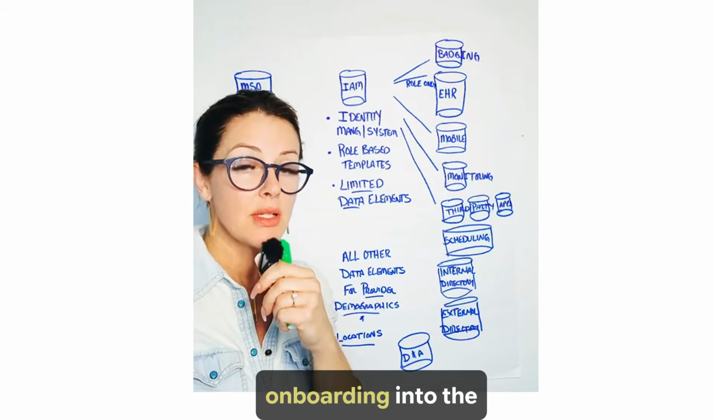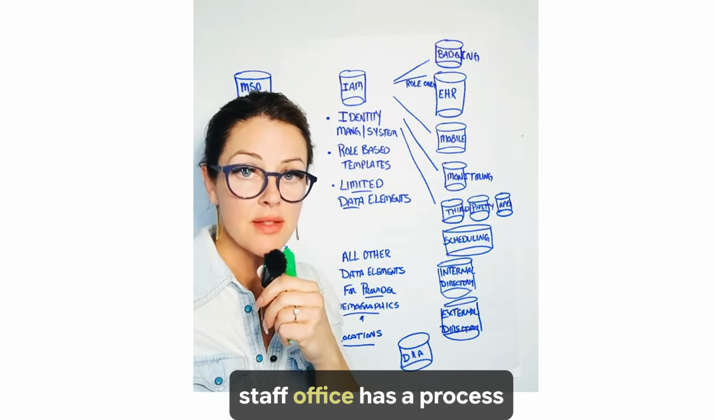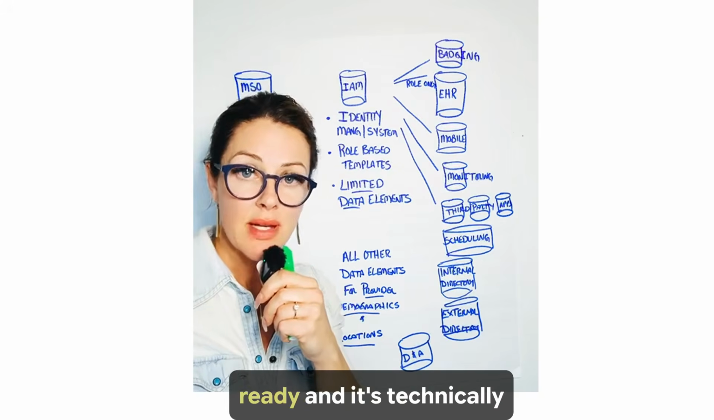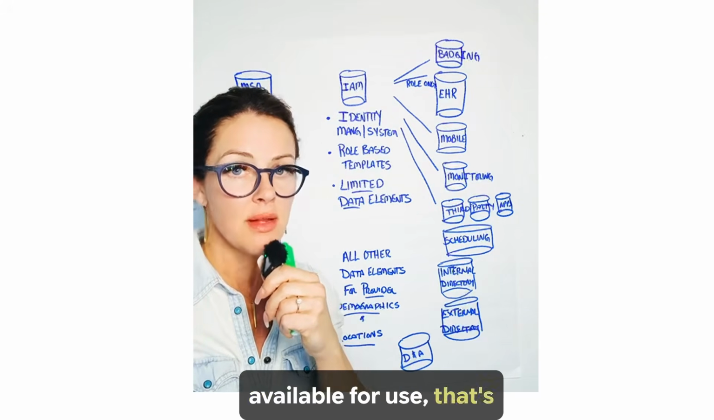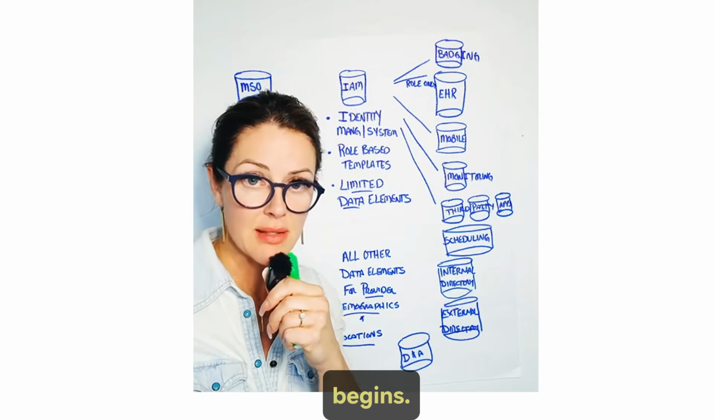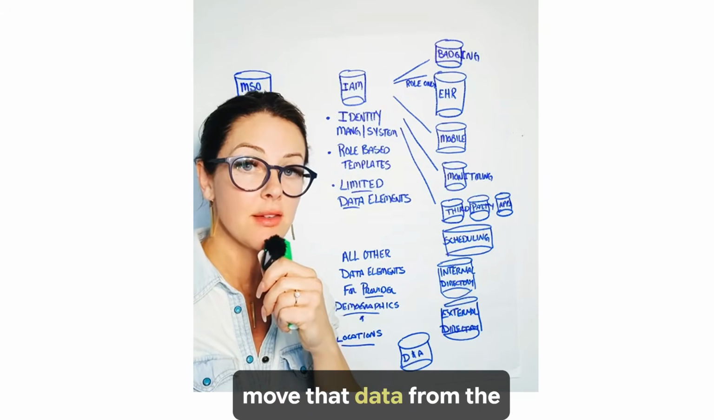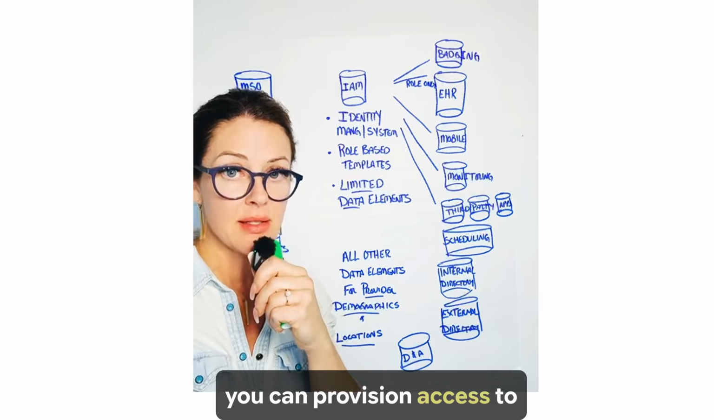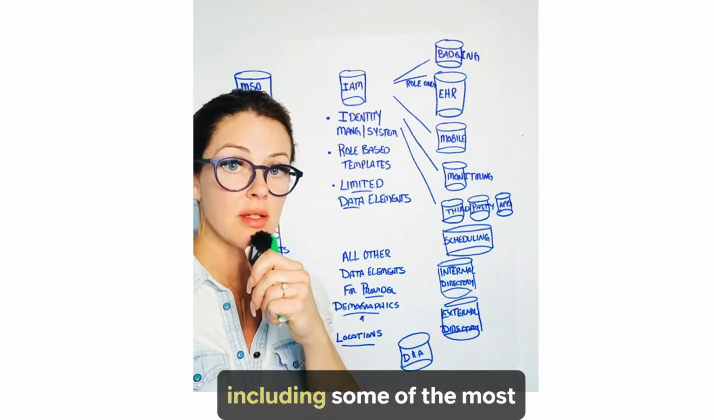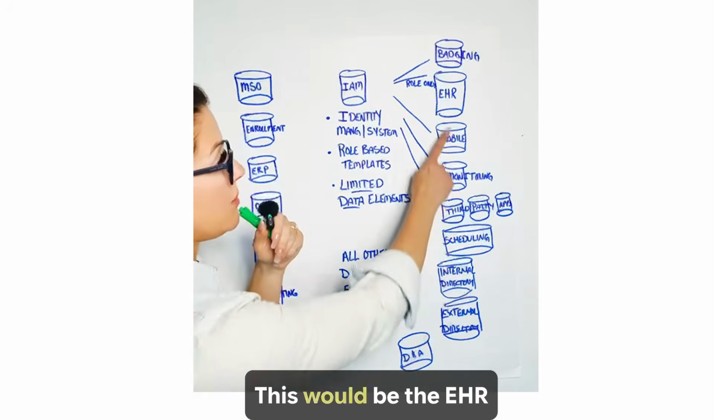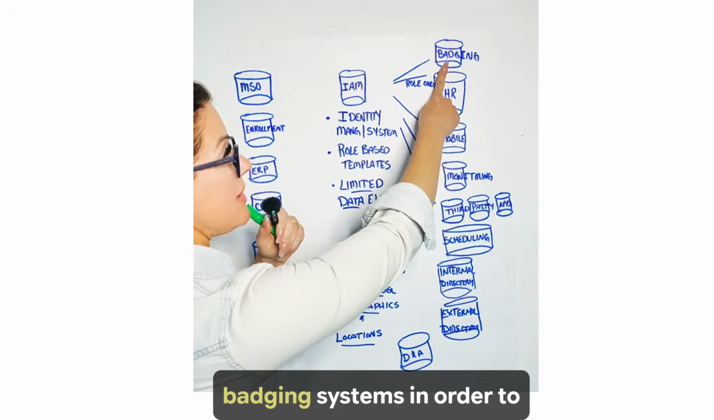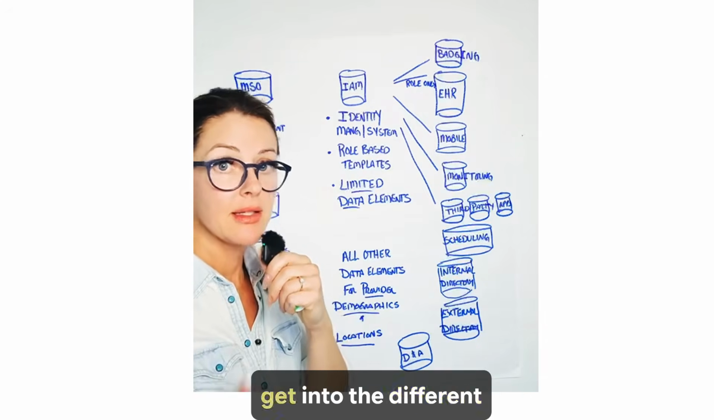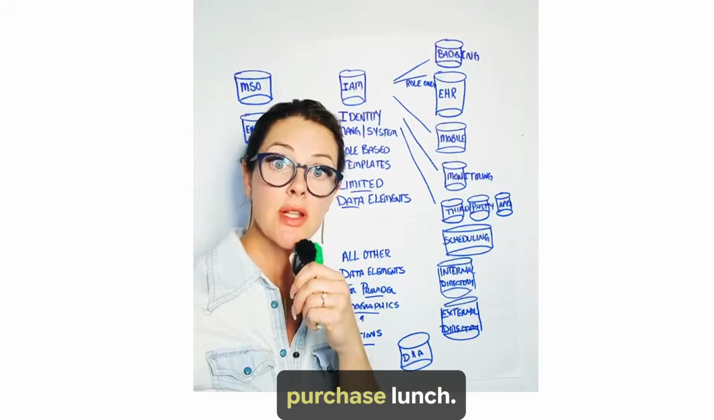When the provider is onboarding into the organization, the medical staff office has a process that they enable, which we'll talk about in a different video. But as the data becomes ready and technically available for use, that's when the time ticking begins. You want to move that data from the medical staff office as quickly as possible so that you can provision access to a myriad of downstream applications, including some of the most popular. This would be the EHR, and badging systems to get the provider's ability to badge in, get into parking, get into the different buildings, and purchase lunch.